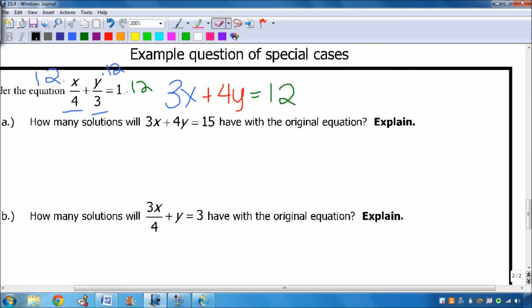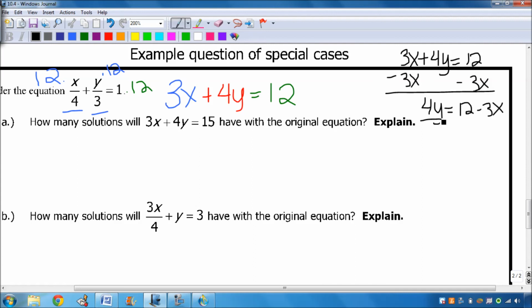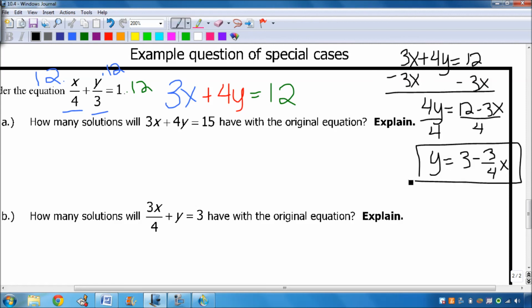Then I'm going to isolate the y, okay? If I have 3x plus 4y equals 12, I can subtract 3x from both sides. I get 4y equals 12 minus 3x, divide everything by 4, so I get y equals 3 minus 3 over 4x. This is the original equation, all right? So now, question A. How many solutions will 3x plus 4y equals 15 have with the original equation? Explain.